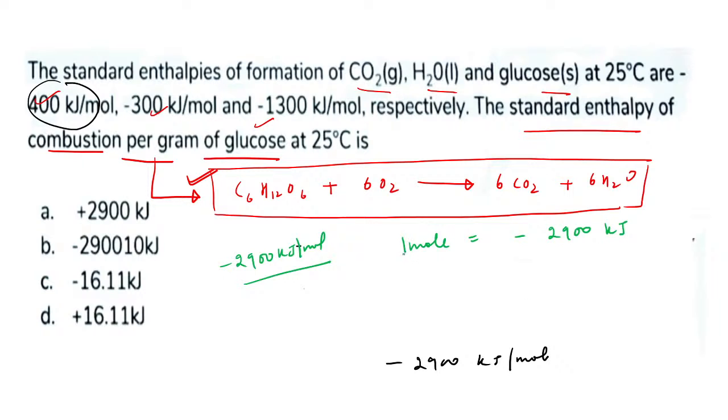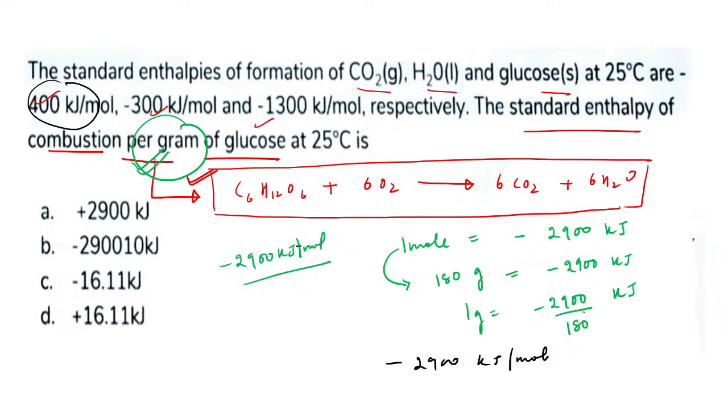So can I say, in 1 mole of glucose, what's the molecular weight of glucose? 180 gram per mole. For 1 mole the molecular weight is 180 grams, okay. So this means for 180 grams the value of combustion is minus 2900 kilojoules. Now it's asked that we have to calculate per gram. So for 1 gram you have to divide this by 180.